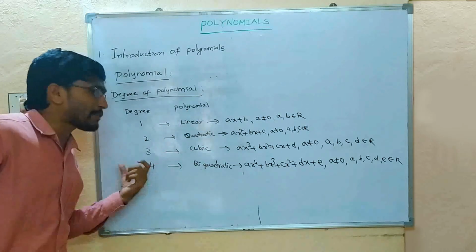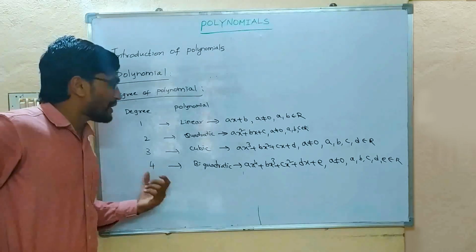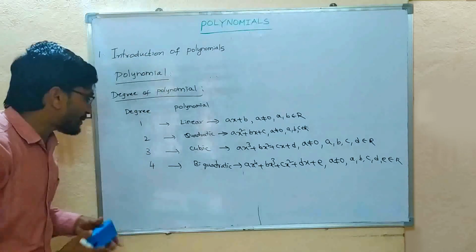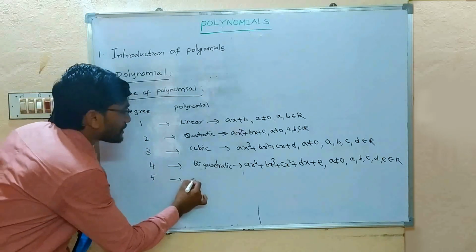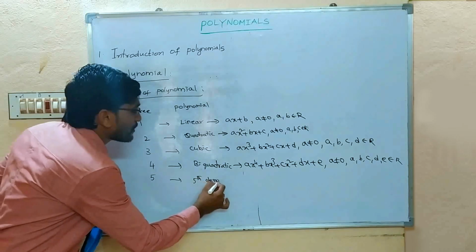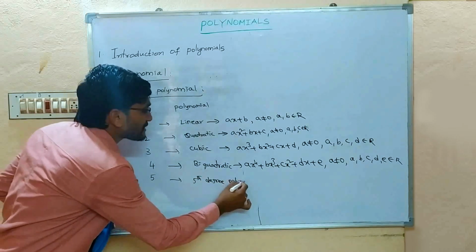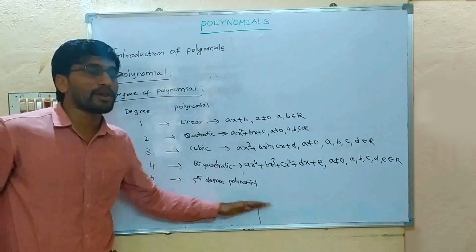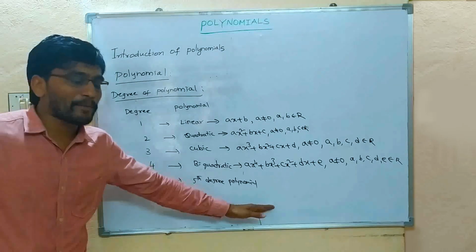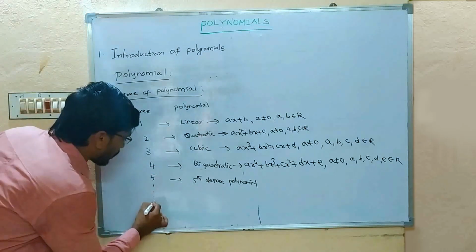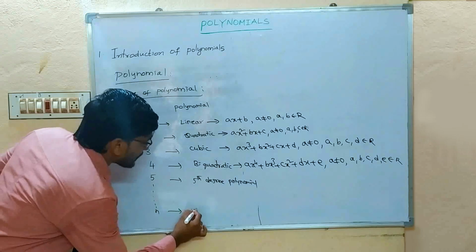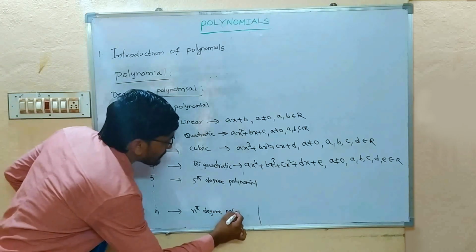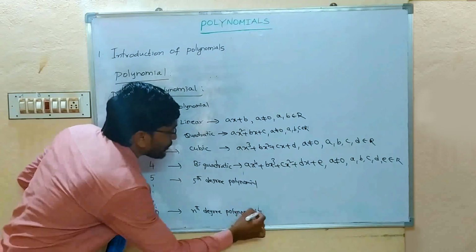If the degree of the polynomial is 5, then what is the name of that polynomial? That has no special name. If the degree of the polynomial is 5, it is simply called a 5th degree polynomial. If the degree is 6, it is called a 6th degree polynomial. If the degree is 7, it is called a 7th degree polynomial. Like that, if the degree of the polynomial is n, then it is called an nth degree polynomial.